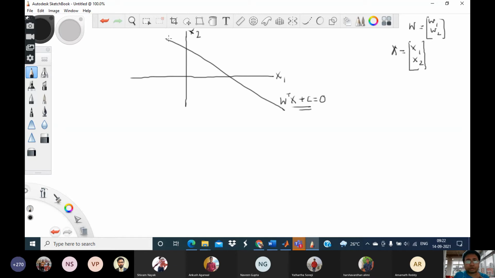So okay, let's use that convention only. Let's just forget about C. Let's just write the equation of any line as W transpose X equal to 0. There will be a plus one, right?